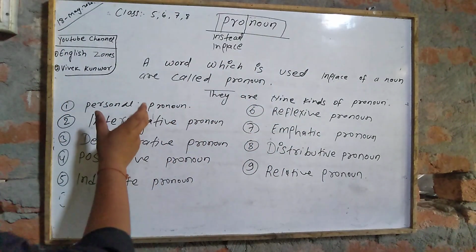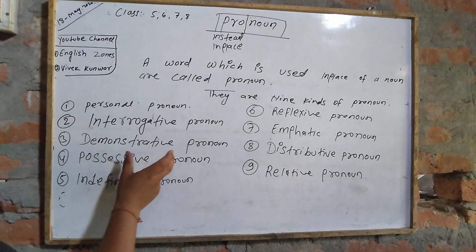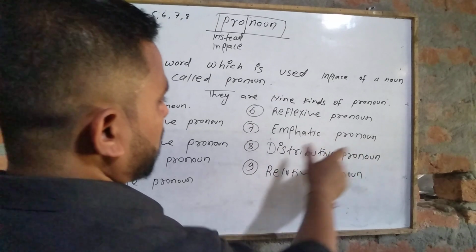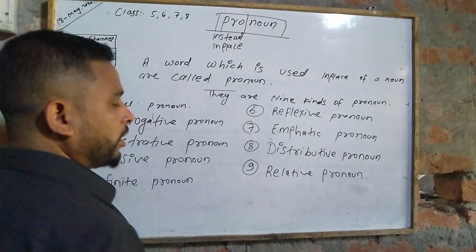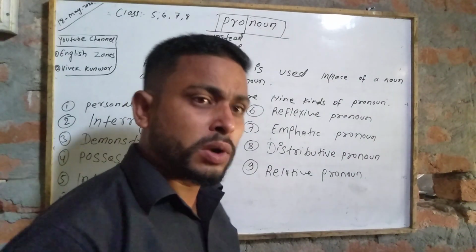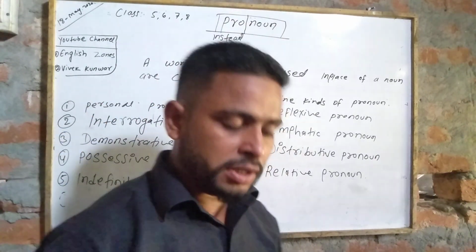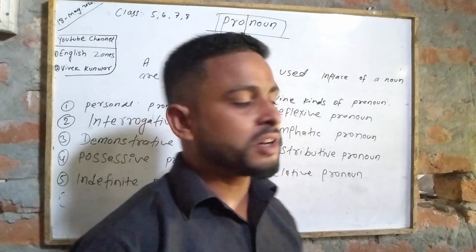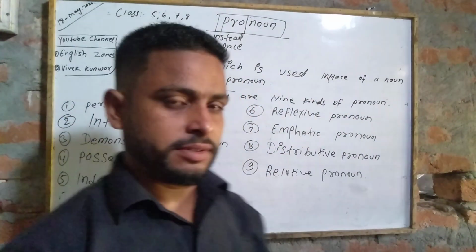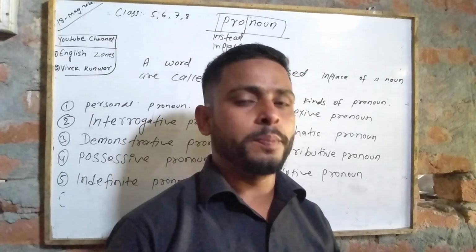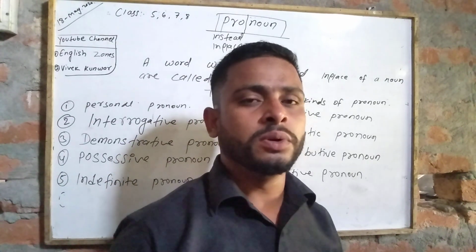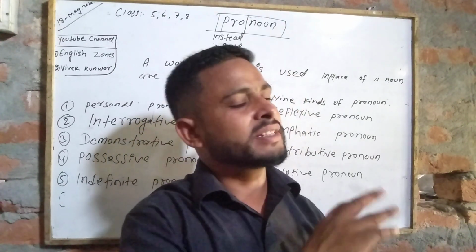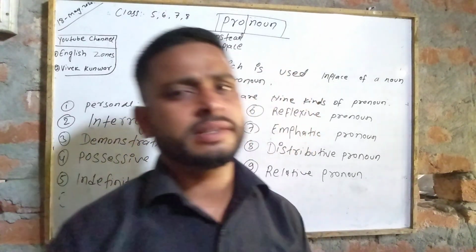So there are personal pronoun, interrogative pronoun, demonstrative pronoun, possessive pronoun, indefinite pronoun, reflexive pronoun, emphatic pronoun, distributive pronoun, and relative pronoun. All together we have 9 pronouns. There is also the reciprocal pronoun, but in our syllabus 10 types are not mentioned. According to our class-wise syllabus, I just told you 9. It helps you to solve each and every exercise related to classes 5, 6, 7, 8.